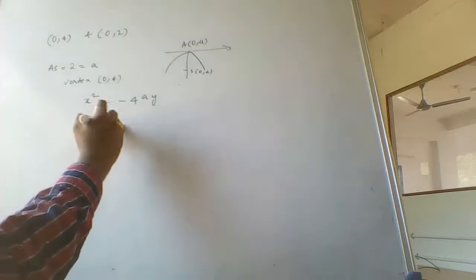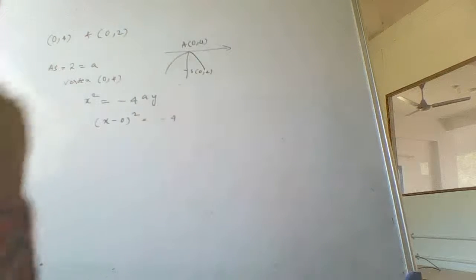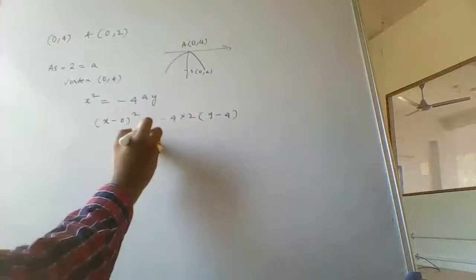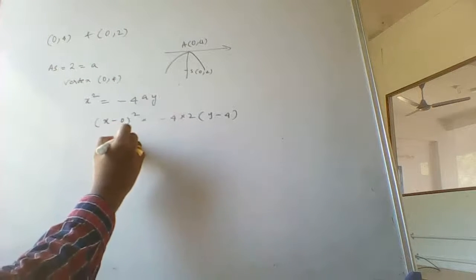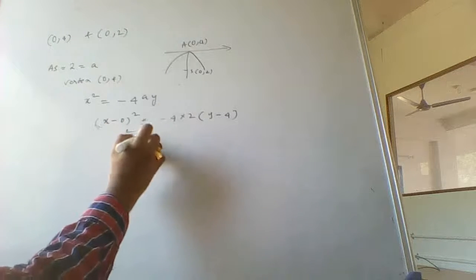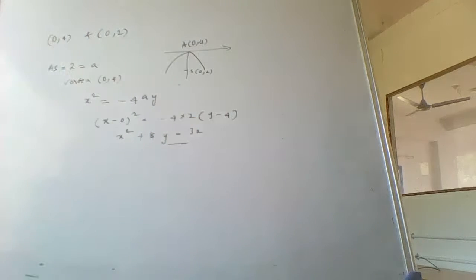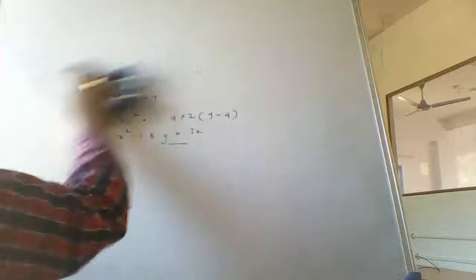So x minus 0 whole square is equal to minus 4 into a, which is 2, into y minus 4. When you simplify it, I get x square plus 8y is equal to 32. So this will be the equation for the vertex and focus given as 0 comma 4 and 0 comma 2. So hence this has been solved. Let us move on to the next problem.